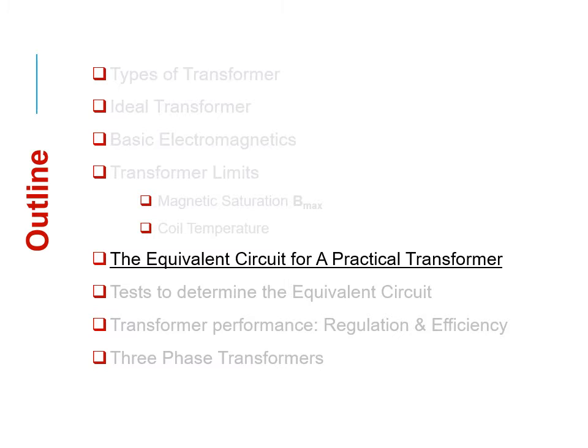So I think last week we had a look at types of transformer and ideal transformers, and some electromagnetics related to how transformers work, and also some of the limits in transformer operation in terms of the magnetic saturation and the coil temperature.